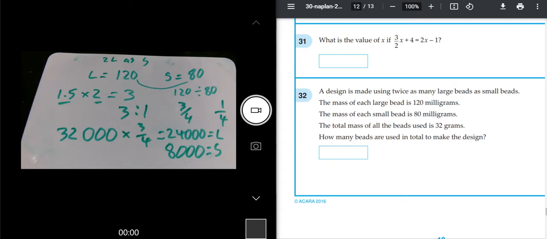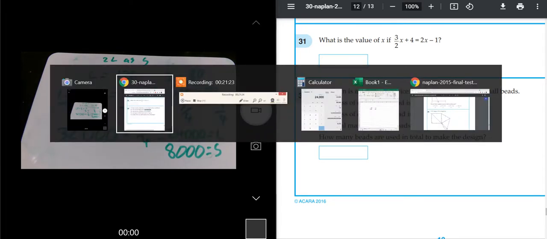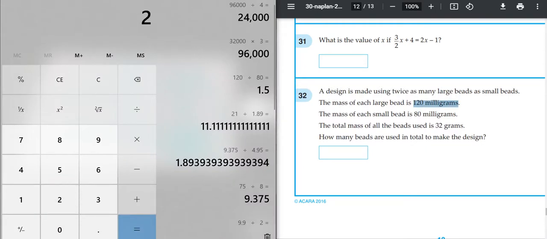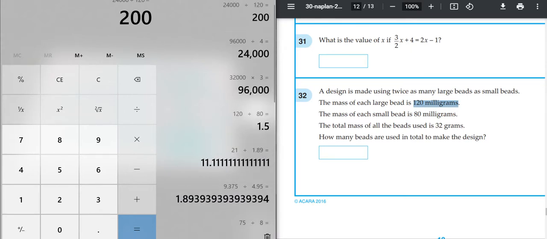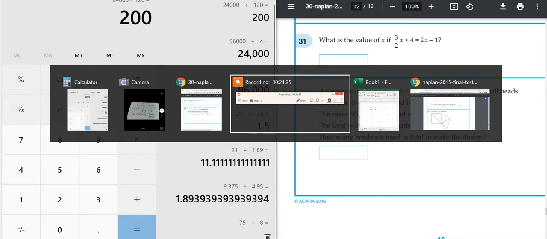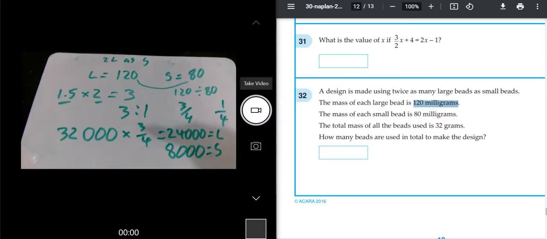So if 24,000 worth of large beads are being used, we've got to do 24,000 divided by how much each one weighs, which is 120. So 24,000 divided by 120 equals 200. So there's 200 large beads, and we've got 8,000 worth of small, and they weigh 80 each.